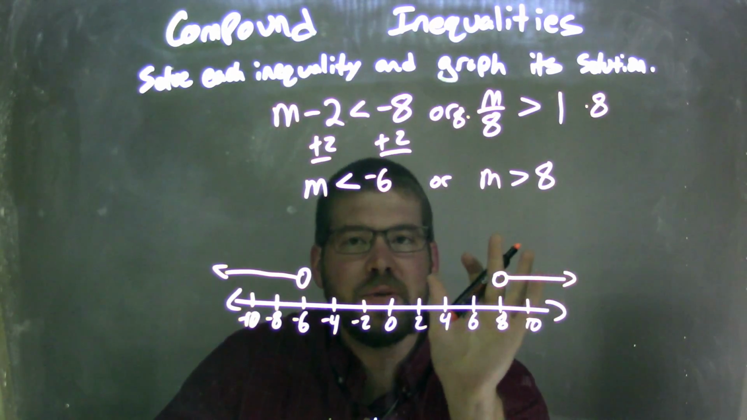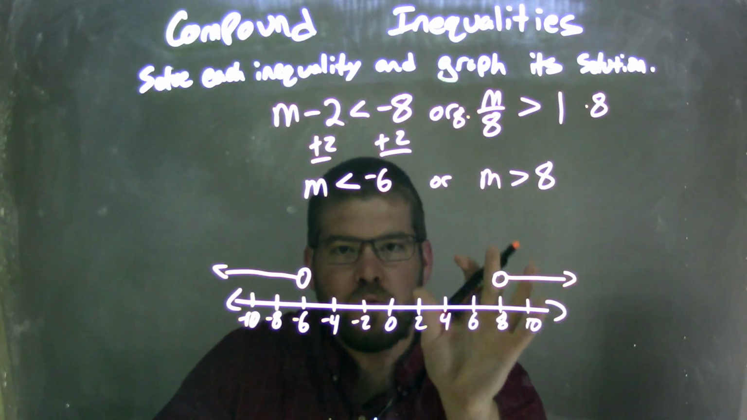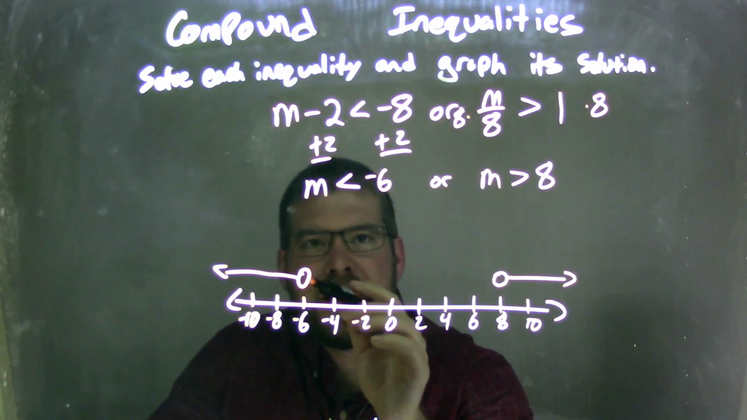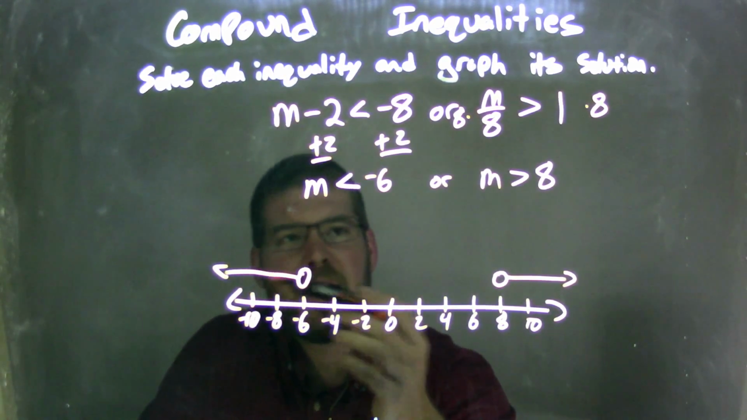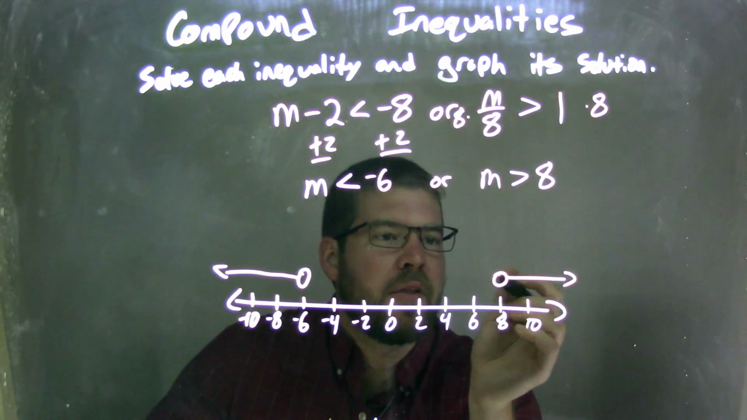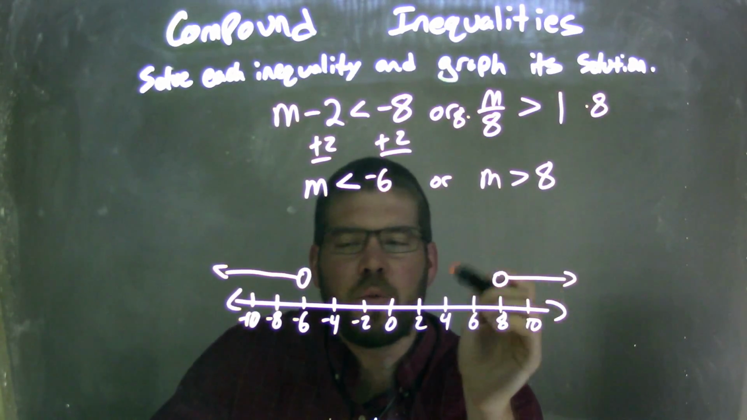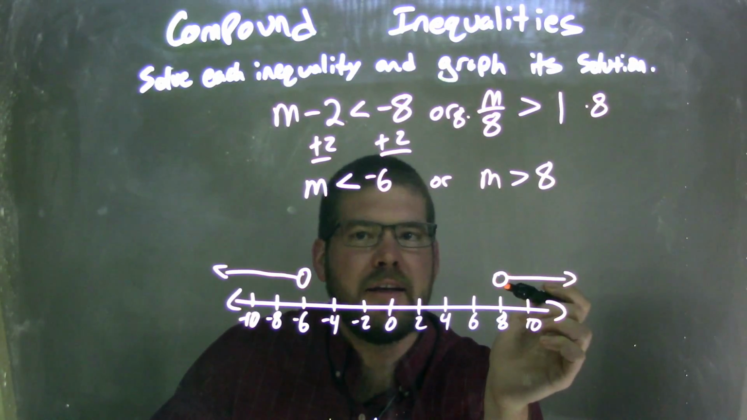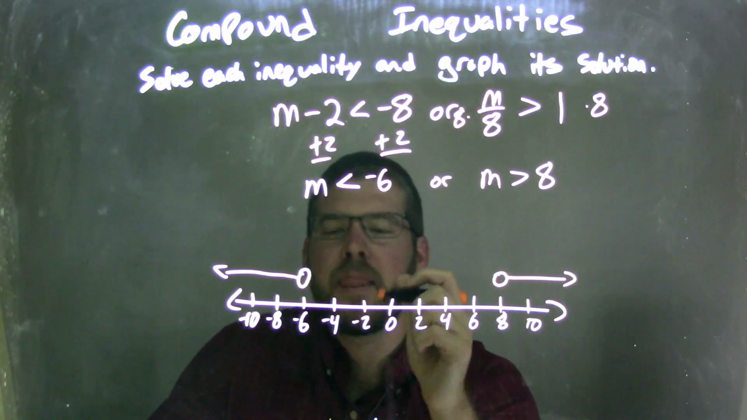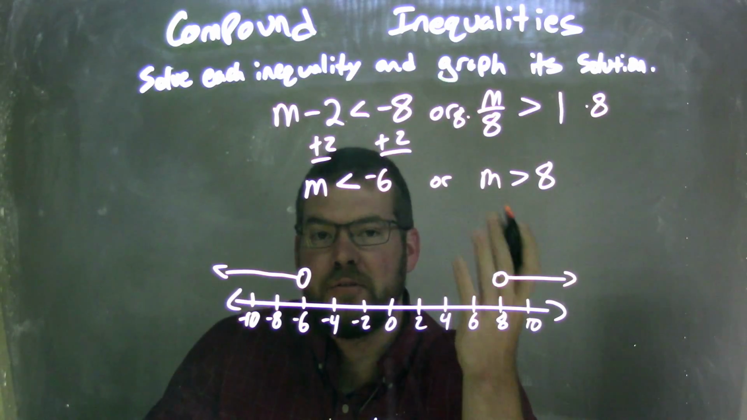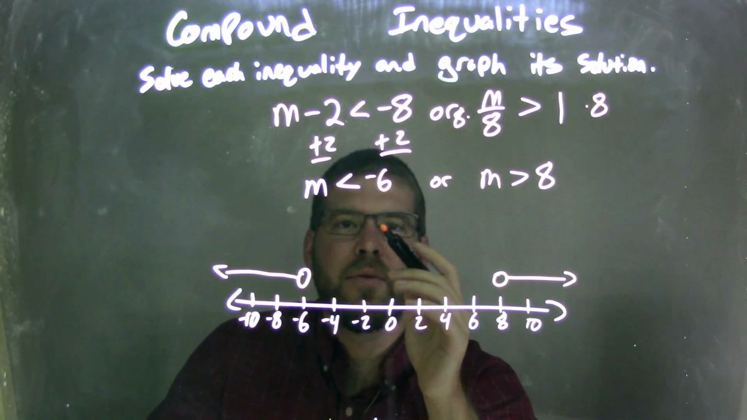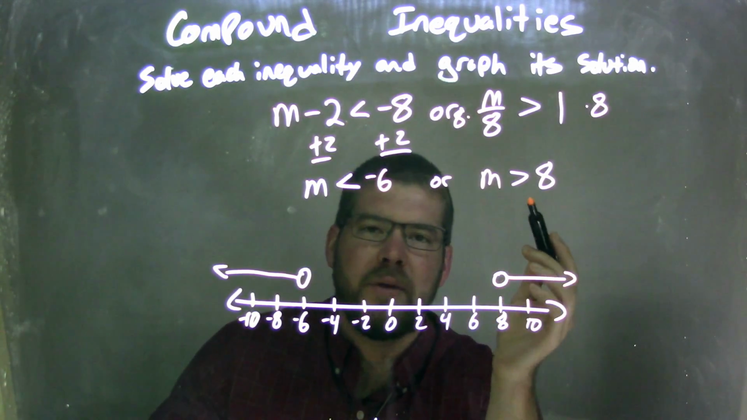So now I had two inequalities here I needed to graph. Graph the first one, m is less than negative 6, arrow went to the left. Or they said m can be greater than 8, arrow went to the right from 8, right? Both were not equal to, because it's an open circle, at negative 6 and 8, respectively. And so our graph now matches our final compound inequality, which is m is less than negative 6, or m is greater than 8.